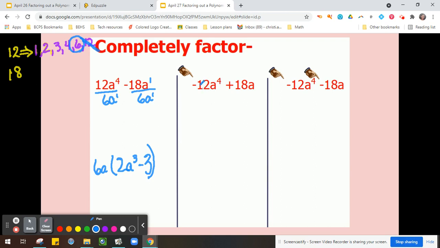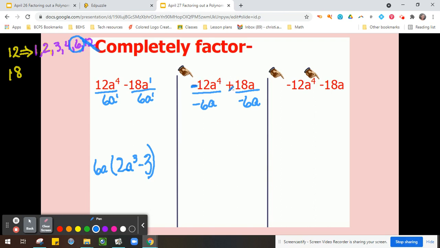Now this is slightly different. I've got a negative leading at the front. My terms are still the same, 12 and 18, so I'm going to still use this 6 as my GCF. However, it's going to be a negative 6 because my leading term is negative. If your leading term is negative, then your GCF will be negative. This still has at least one A and at least one A, but my answer is going to be slightly different because my question was slightly different with this negative at the beginning.